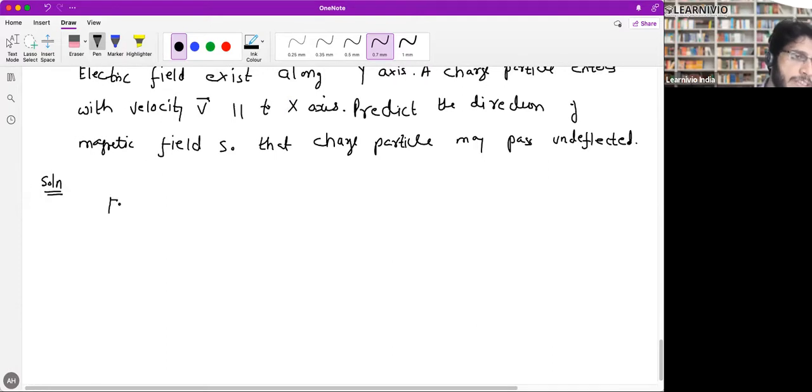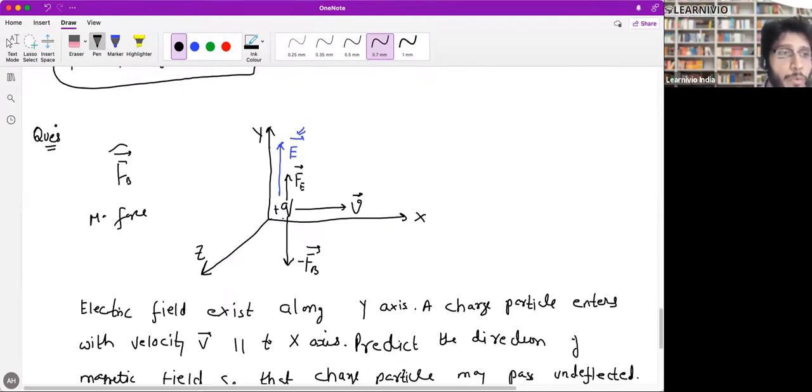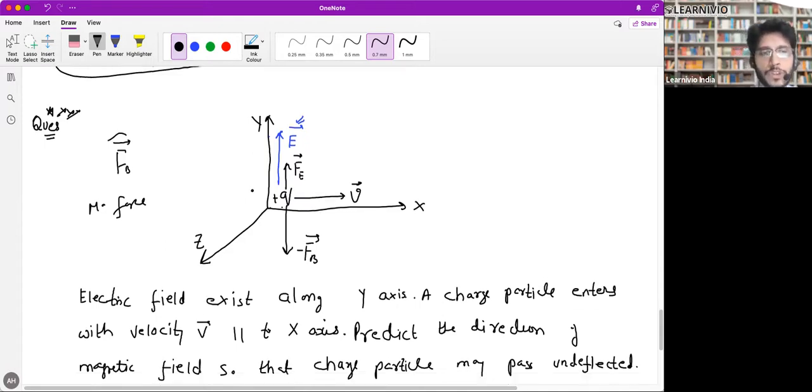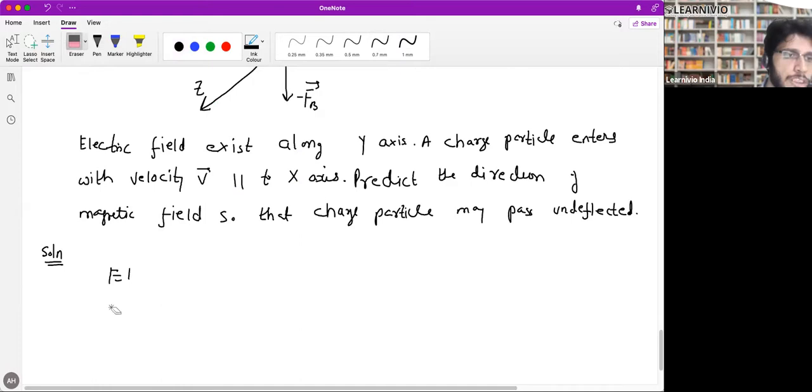So I'm writing the complete story. These are very, very important type of questions. When you look at previous year's papers, you will find many questions from this chapter based on this Lorentz force. And most of the questions are of this type, these conceptual questions. So let's first write that electric force is acting in upwards direction.